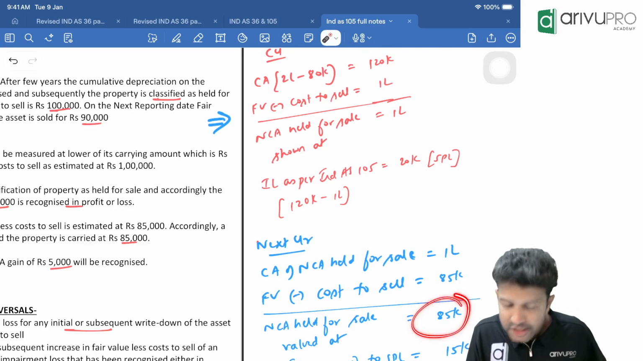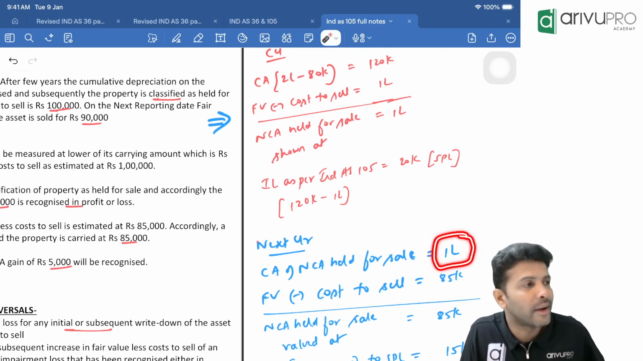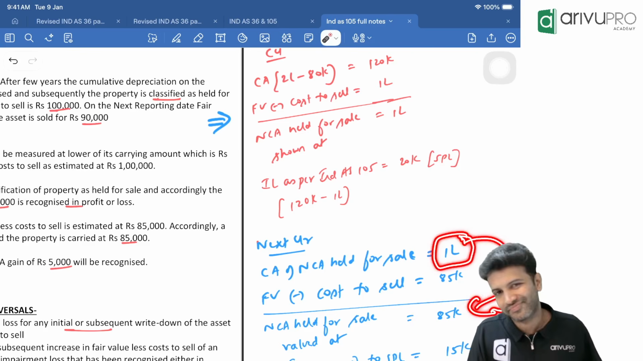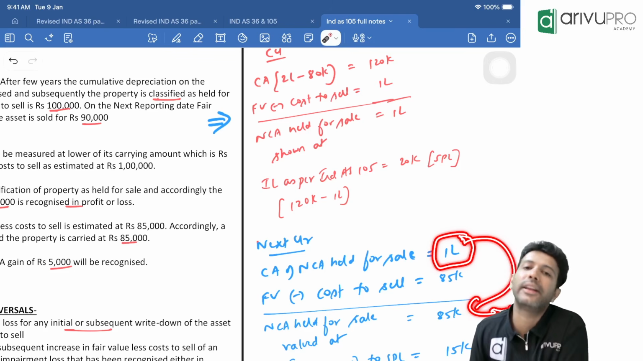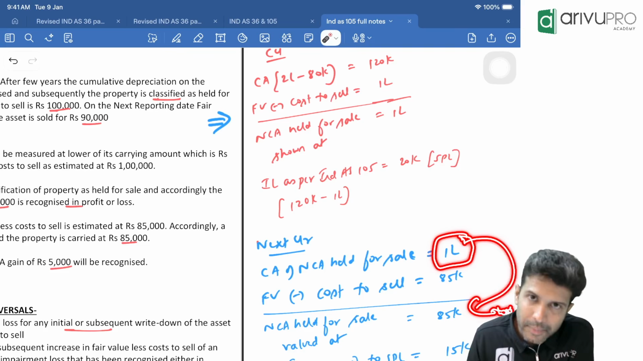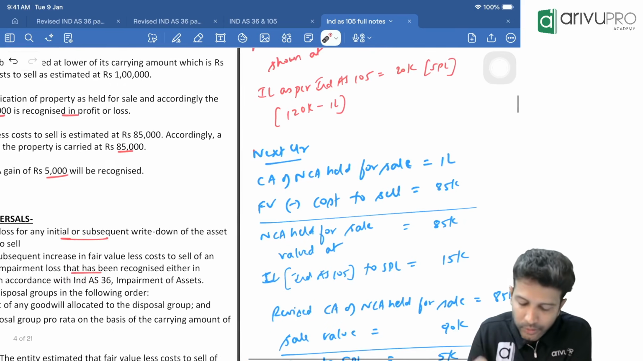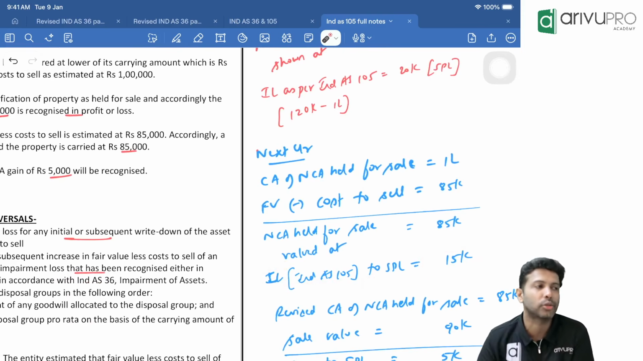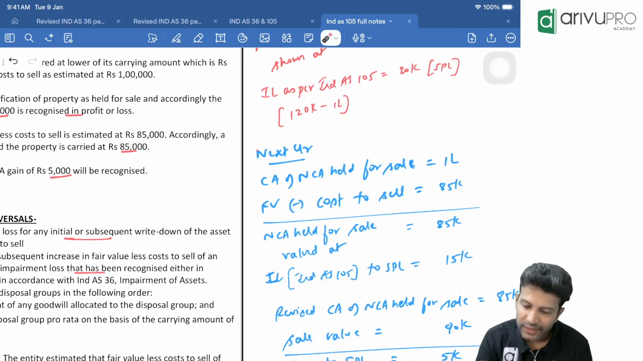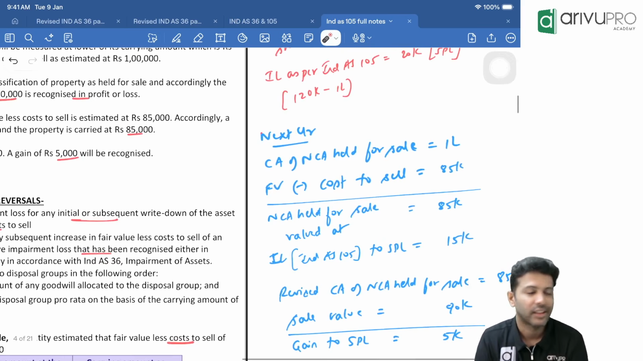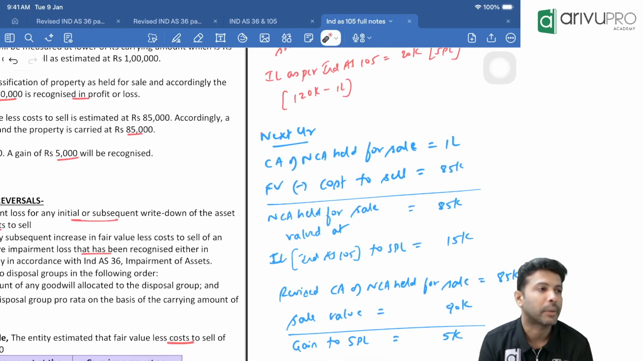So in the next reporting period, this non-current asset held for sale will get measured at 85. But before this, the carrying amount of the non-current asset held for sale was 1 lakh, right? Now from 1 lakh, you need to bring it to 85. How much is the reduction? 15,000. That 15,000 you will book as impairment loss, but as per Ind AS 105. Impairment loss as per Ind AS 105, which goes to SPL, is 15,000. From 1 lakh, you book impairment loss of 15, and the revised carrying amount will become 85,000. That is the next reporting period.